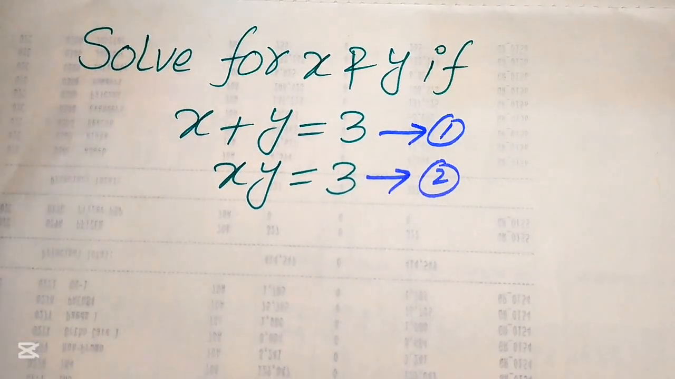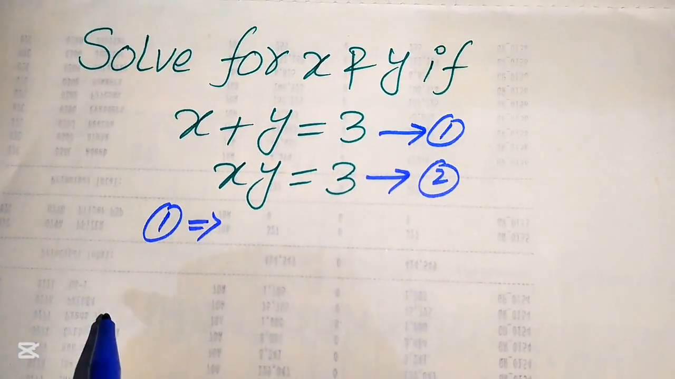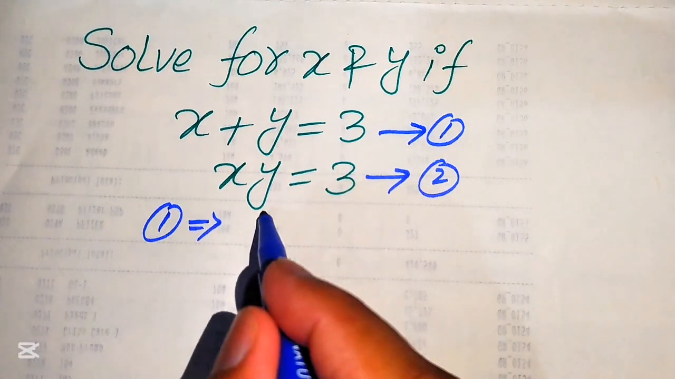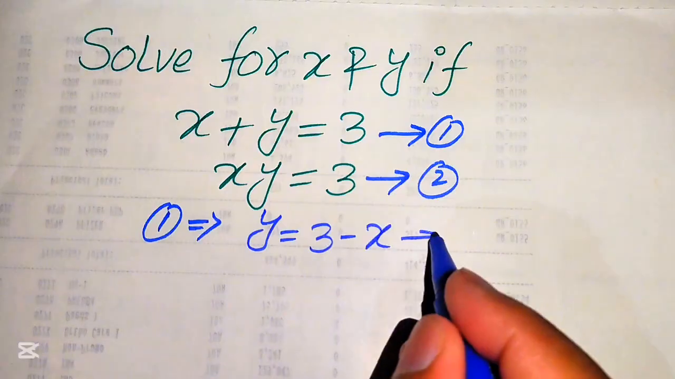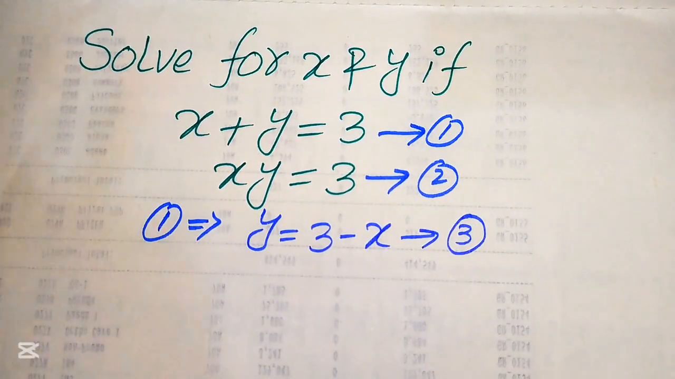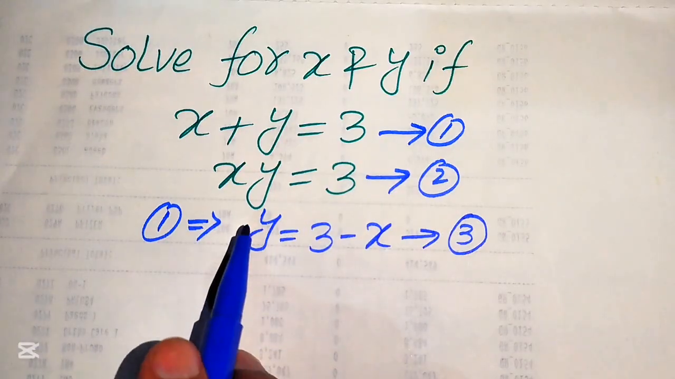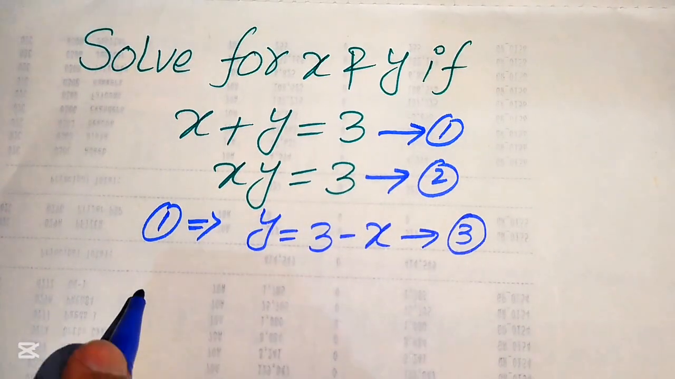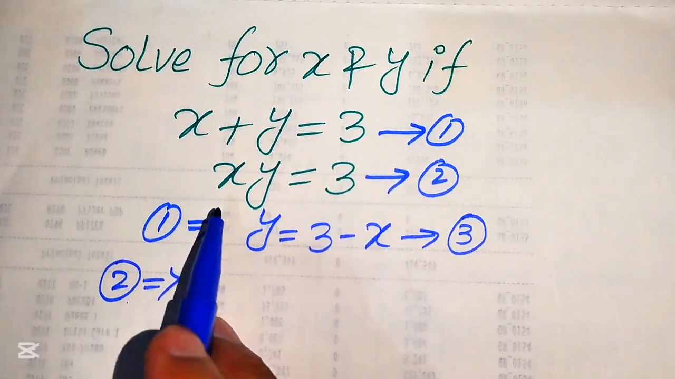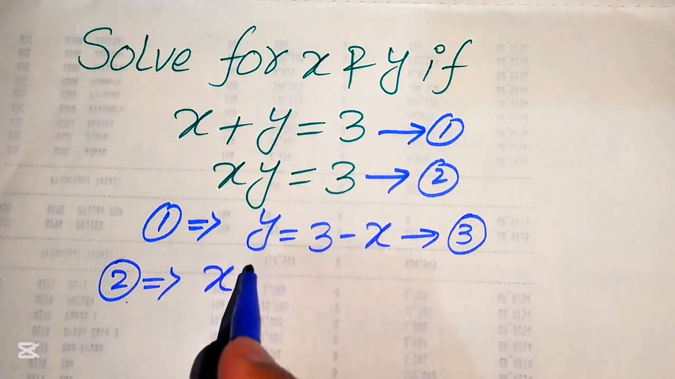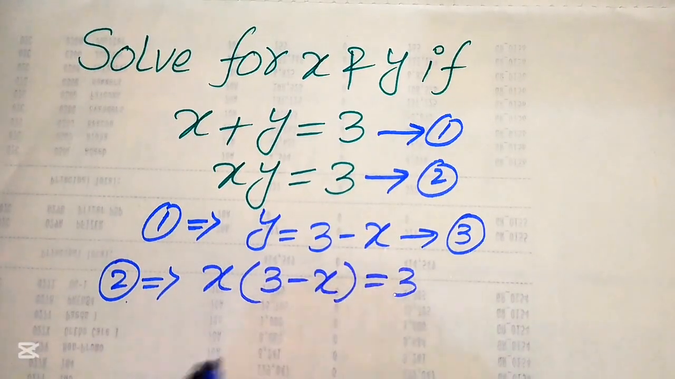Now first we need to focus on equation number 1, which implies that we move this x to the right hand side and it will be written as y equals 3 minus x, and we call this our equation number 3. Now we use equation number 3 in equation number 2 to convert it into the x variable, so equation number 2 implies xy, and here we put the value of y, so x times (3 minus x) equals 3.